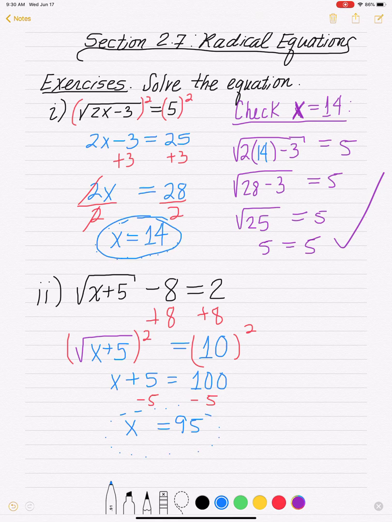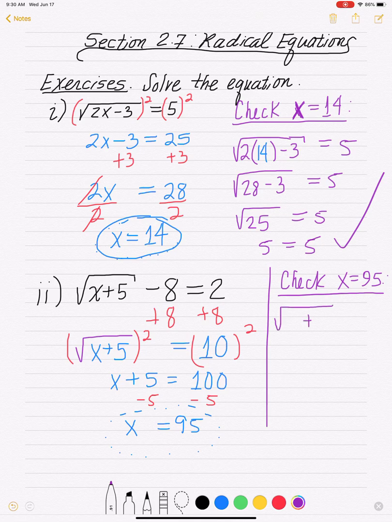Let's actually check it. Check. x equals 95. All right, so I go back to my original equation. I've got the square root of x plus 5 minus 8 equals 2. Let's see if that's true. So in place of x, I'm going to put 95 there.